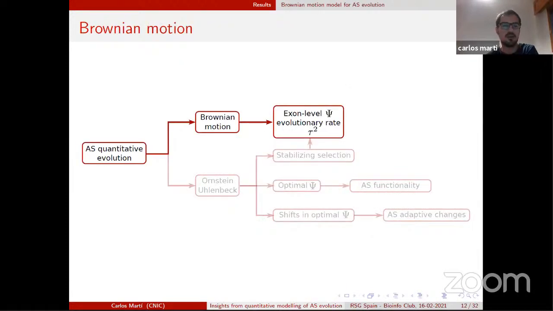So, we are going to talk about models of quantitative trait evolution, and the first one and simplest is the Brownian motion. With this model, which I will explain briefly afterwards, we aim to understand whether exons evolve in a similar manner. Some exons evolve faster or slower than others.